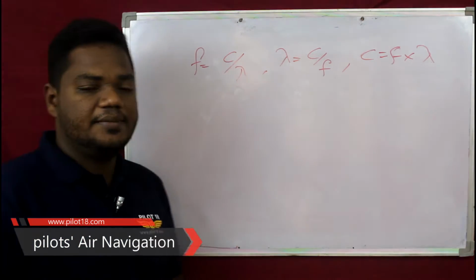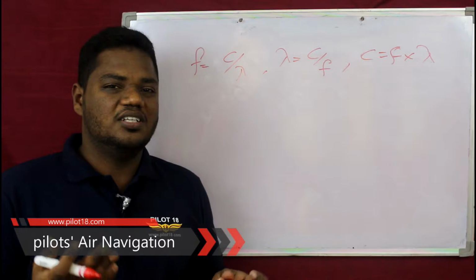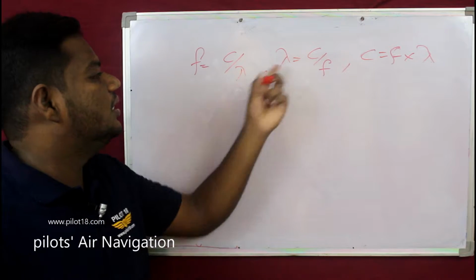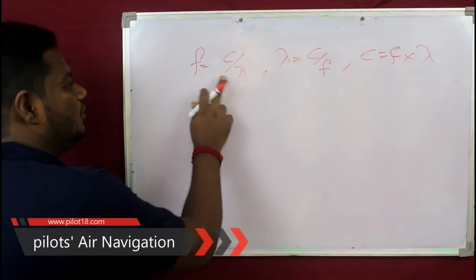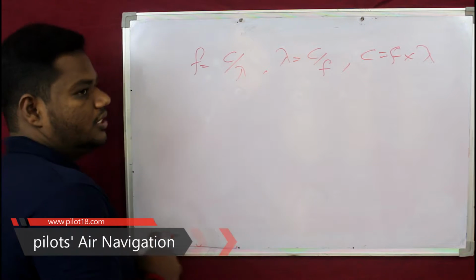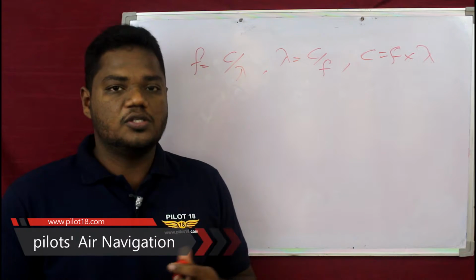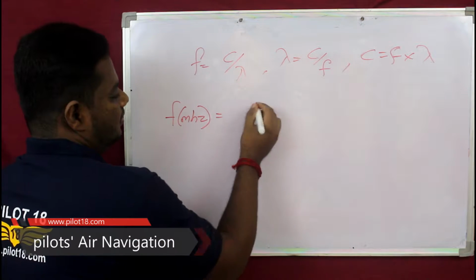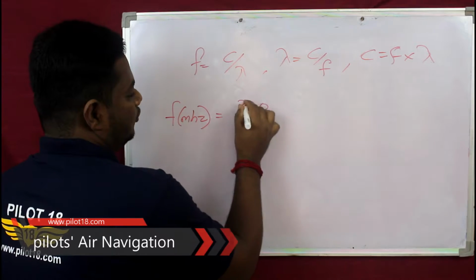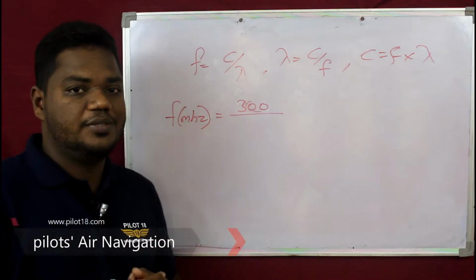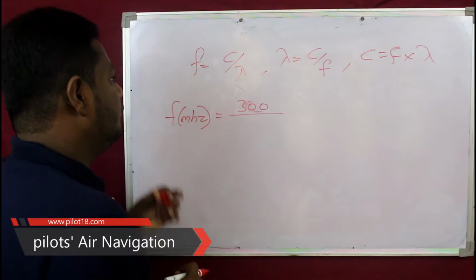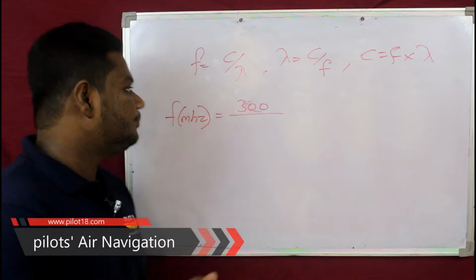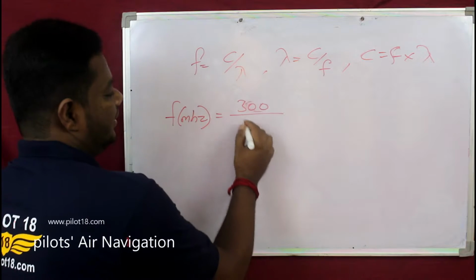In the exam they will give you either a wavelength and ask you to find the frequency, or they'll give you the frequency and ask you to find the wavelength. So F is equal to C by lambda. The units we are going to choose in order to make problem solving easy: frequency in megahertz, C 300, because speed of light is actually 3 into 10 to the power 8 meter per second. But if you keep 3 into 10 to the power 8, then your frequency comes in hertz, and your lambda you need to make in meter.